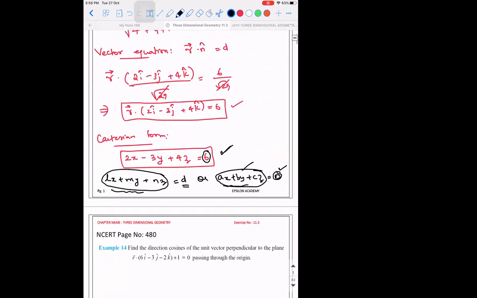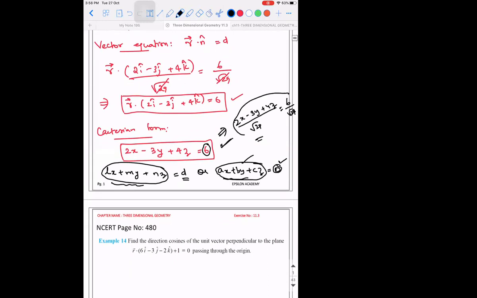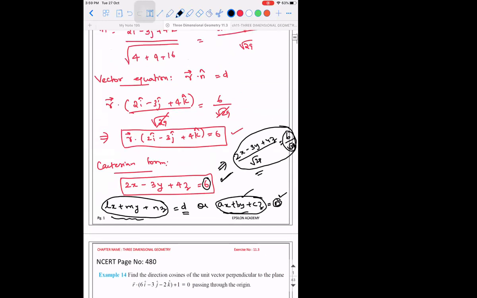Okay. See, for example, if I had to write the same thing in the form Lx plus my plus nz, then the equation would have been 2x minus 3y plus 4z the whole divided by root 29 is equal to 6 by root 29. Why did I write root 29? Because it is square root of 2 square plus 3 square plus 4 square. So here, whatever I've written, this is in the form Lx plus my plus nz is equal to d. Because 2 by root 29 will be L, minus 3 by root 29 will be m, 4 by root 29 will be n, and 6 divided by root 29 will be the distance from the origin to the plane.